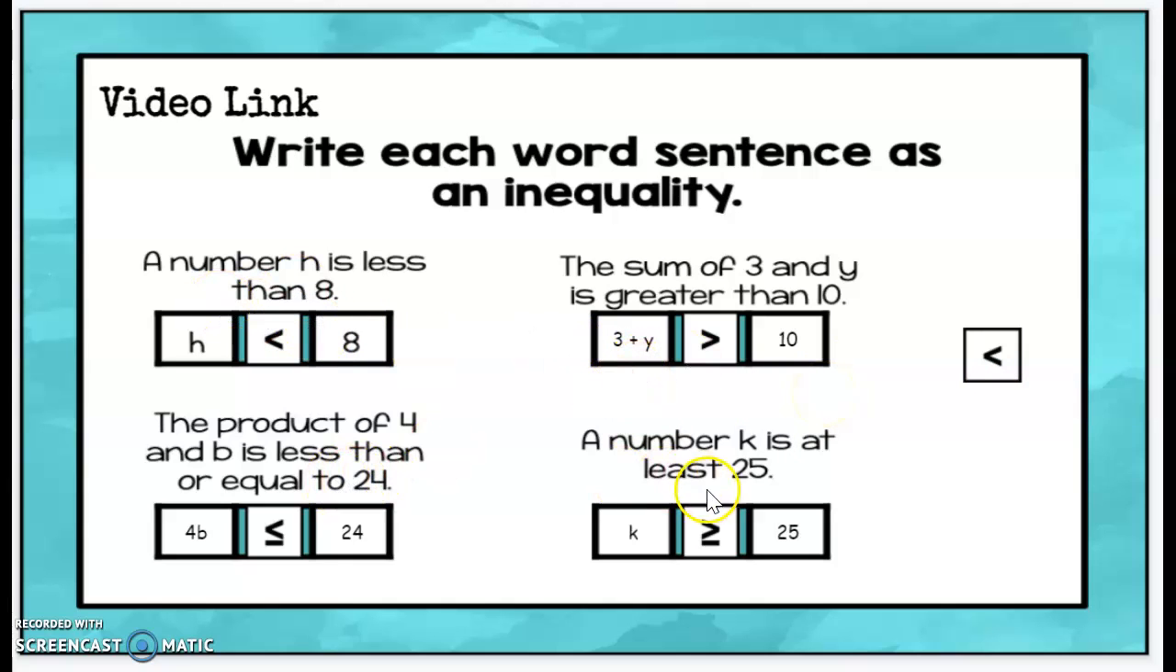But this is how each symbol was used. These are the very simple type of word problems right here to show you how to create an algebraic expression or an inequality expression through the use of words and through setting it up in the expression form.